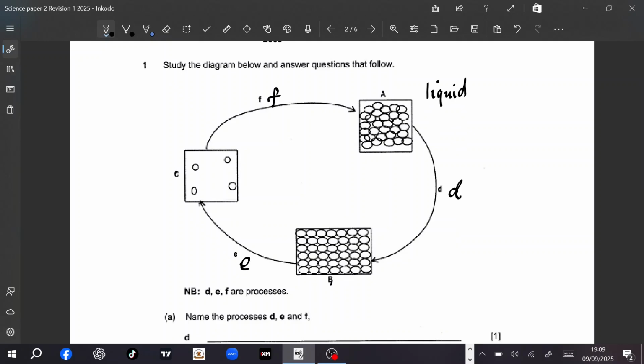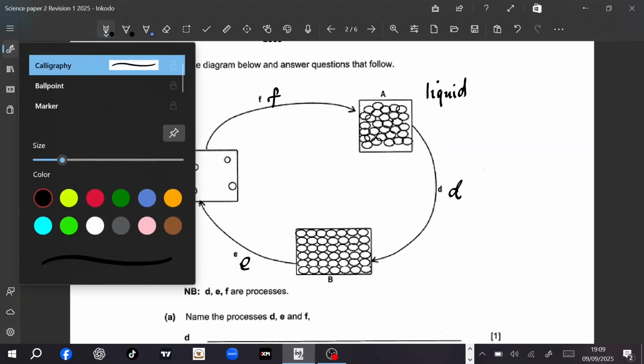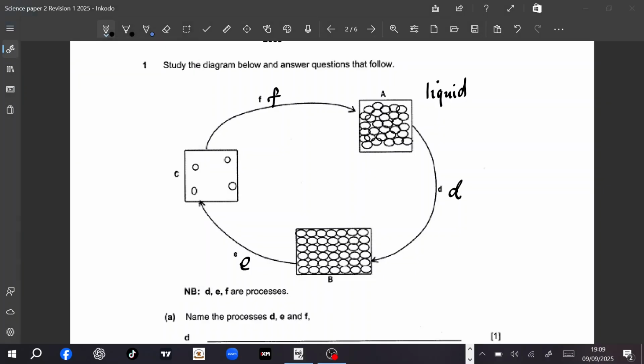Then we come to B. When we look at B here, guys, we will notice that the particles are closely packed together and they are arranged in order, or regularly. Because they are arranged in order, this means that B is actually solid.